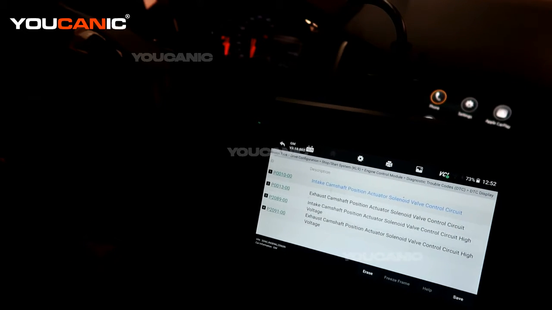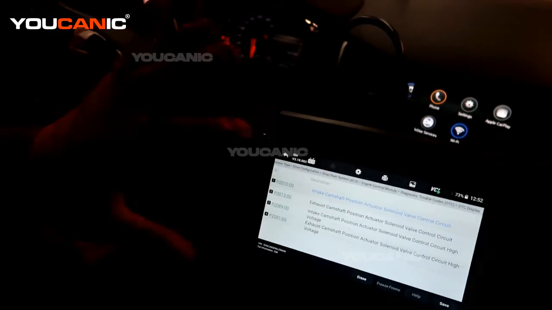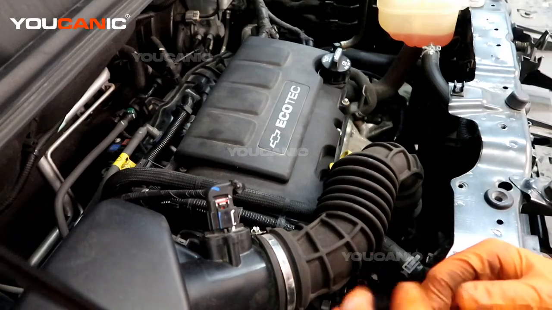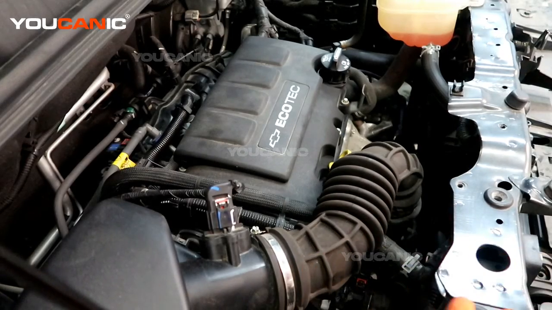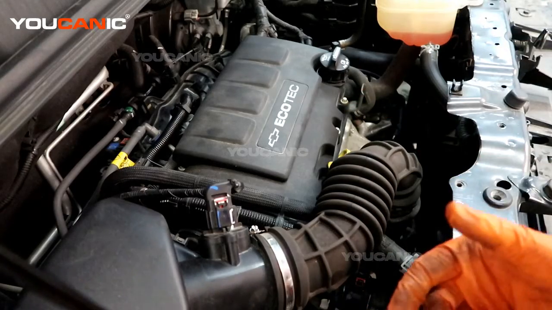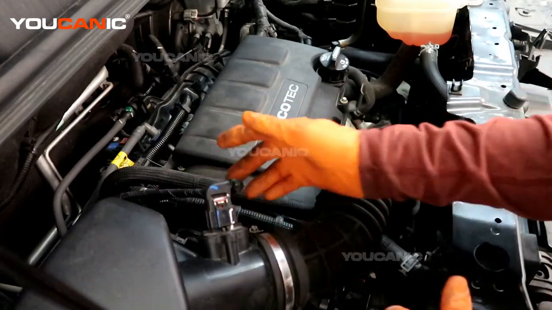So we have the exhaust and the intake actuator solenoid, and so we're going to go take a look at those solenoids and go over how you would replace those and then be able to come back. These actuator solenoids on this 1.4 liter EcoTec motor are on the right side of the engine, the passenger side of the engine. They are located down below here.